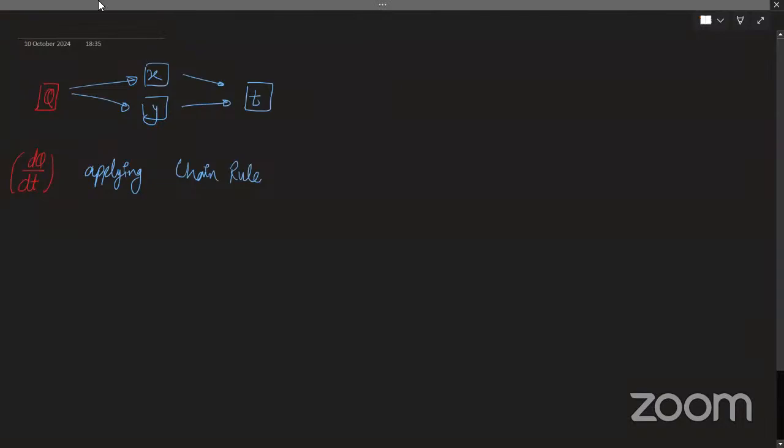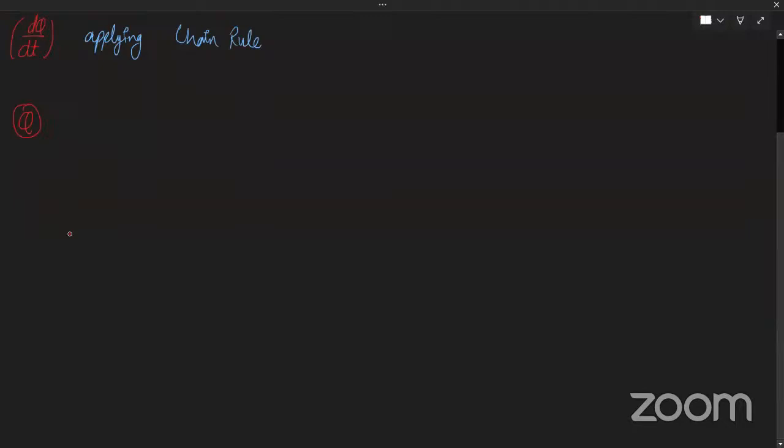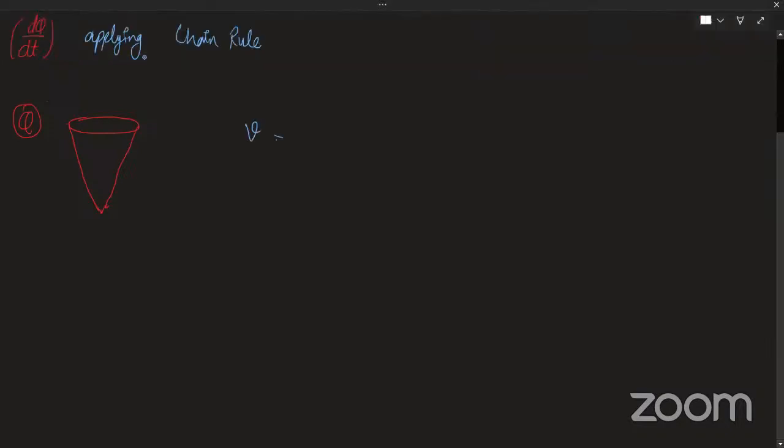So let us directly move on to the homework problem that I had given you. We were discussing a cone. Ashrita, can you tell me what will be the volume of this cone as a function of its radius and height? What is the volume of the cone?